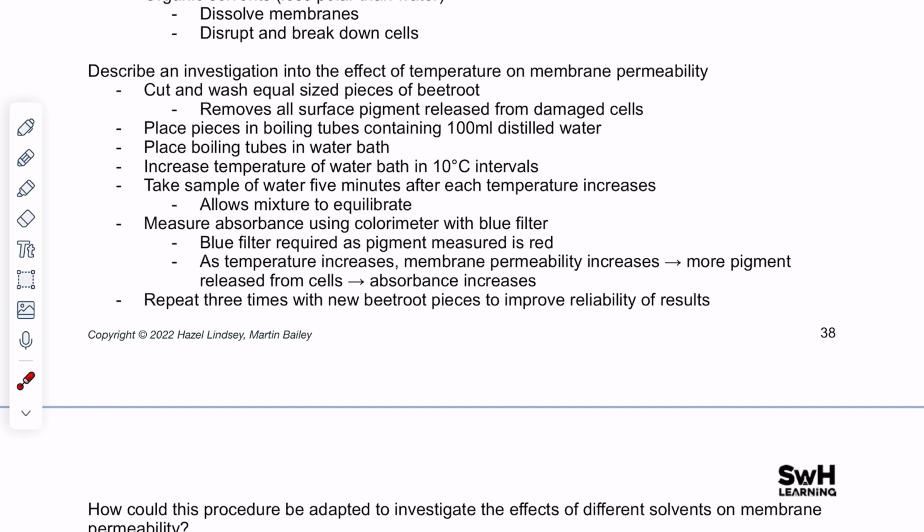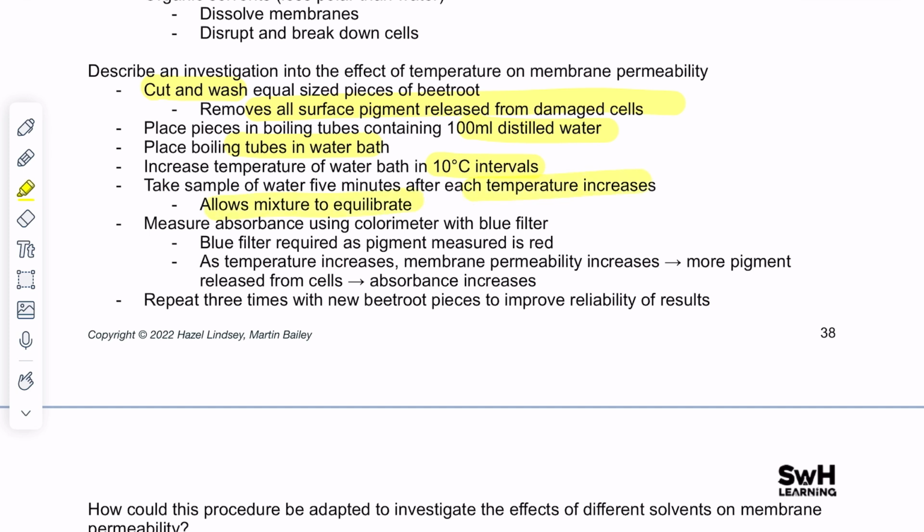Now we're being asked to describe an investigation into the effect of temperature on membrane permeability. So a good way of doing this is by using beetroot, where we're going to obtain equal sizes. We're also going to wash it in order to remove all the surface pigment released from damaged cells. We then place pieces in boiling tubes containing 100 ml of distilled water, place the boiling tubes in a water bath, and then increase the temperature of the water bath in 10-degree intervals. Take a sample of water 5 minutes after each temperature increase.